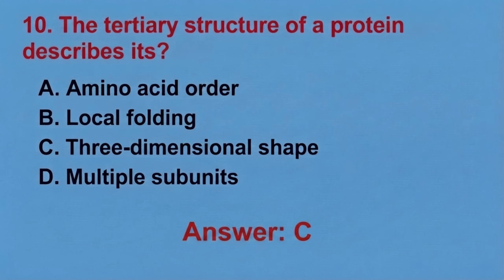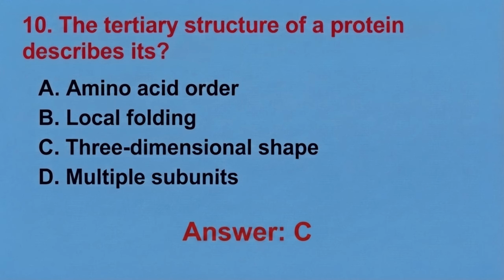I think we described this earlier. So here is an explanation. Tertiary structure refers to the complete three-dimensional arrangement of a single polypeptide chain. It results from interactions between amino acid chains, including hydrogen bonds, ionic interactions, hydrophobic interactions, and disulfide bonds.